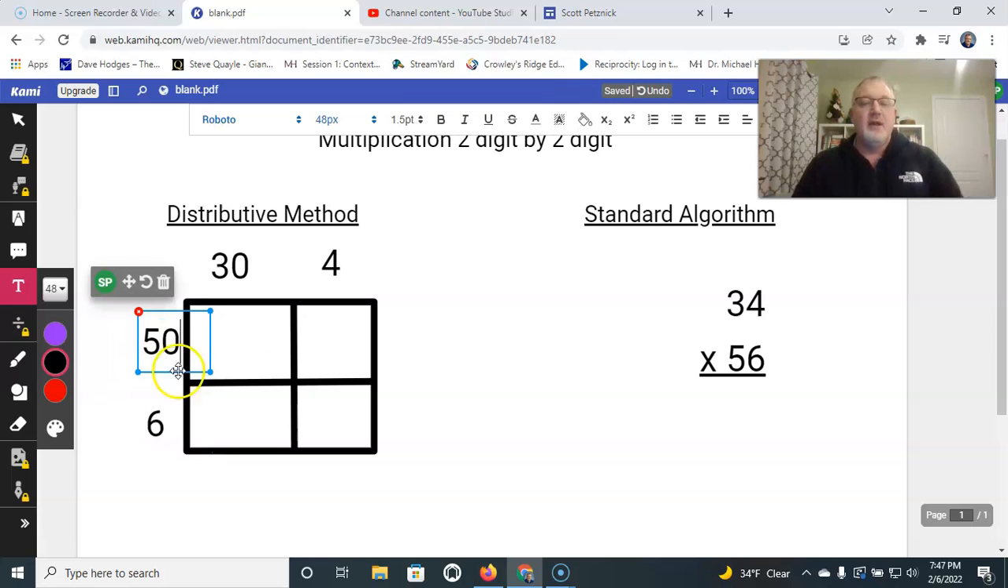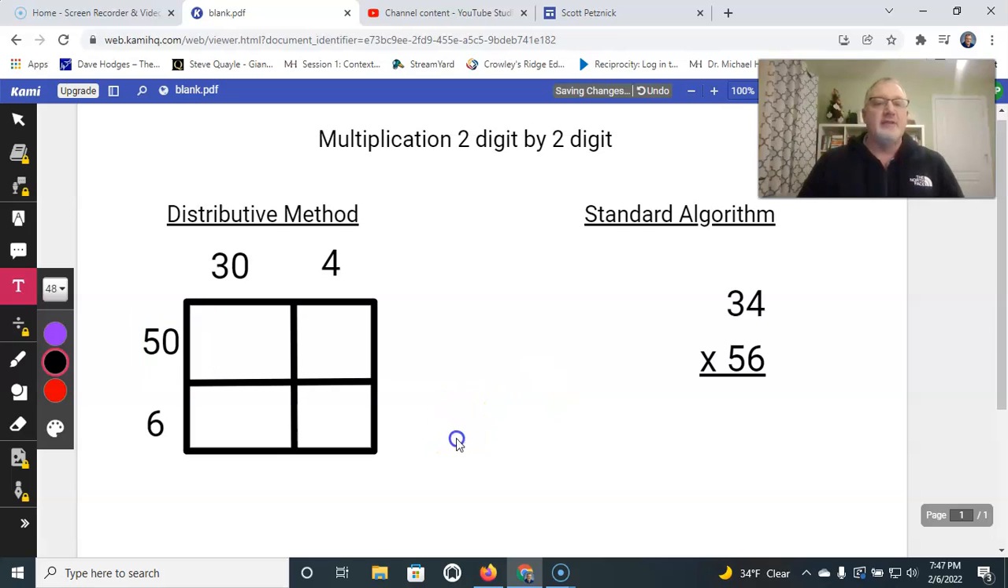Now, one of the questions the kids tend to ask is, Mr. Scott, what happens if I put these vice versa, mix them up and put the 34 on the edge and the 56? It doesn't matter. You're going to probably get different numbers in the boxes potentially, but ultimately your numbers should be the same. Now, I can't put the 3 with the 6 and the 5 with the 4, okay? But we do need to do it this way.